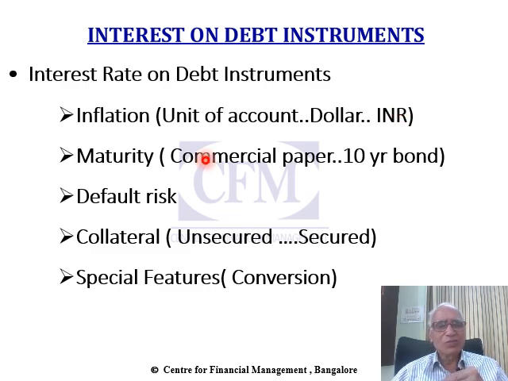Maturity. A debt instrument which has a shorter maturity is likely to carry an interest rate which is lower than a debt instrument of a longer maturity. For example, a commercial paper which has a maturity of 180 days issued by Tata Steel would have a lower interest rate compared to a 10-year bond issued by Tata Steel. Likewise, a 182 days treasury bill issued by the Government of India would carry a lower rate of interest compared to a 10-year Government of India security.